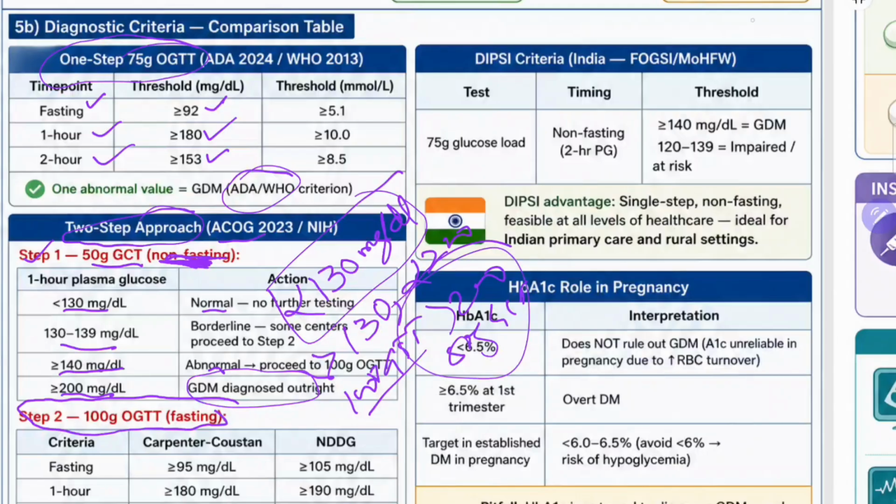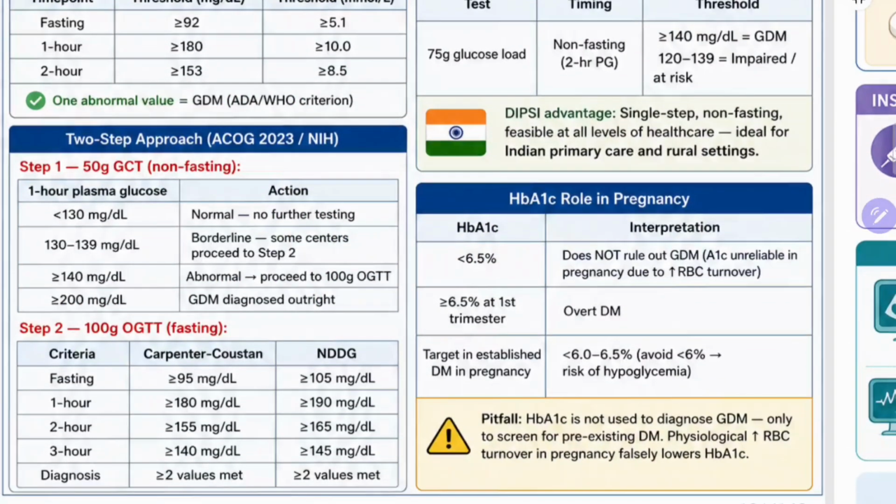Now what is this 100 gram OGTT? This is fasting, remember. The previous one is non-fasting and this is fasting. Again, the values depend upon two things: one is Carpenter-Coustan, one is NDDG. With NDDG: fasting value of more than 105 diagnosed, 1 hour of more than 190 diagnosed, 2 hour of more than 165 diagnosed, 3 hour of more than 145 diagnosed.